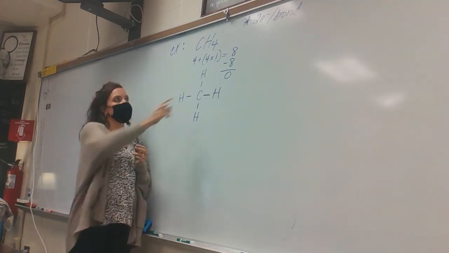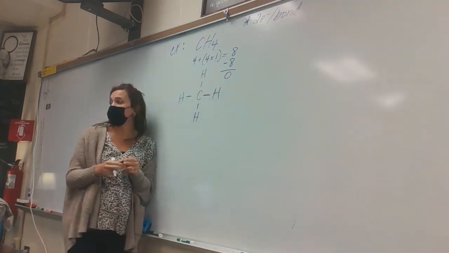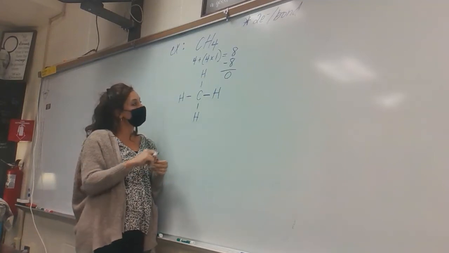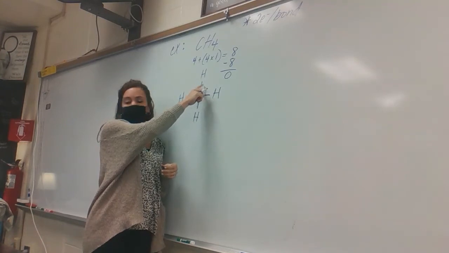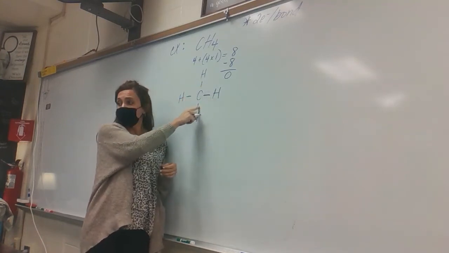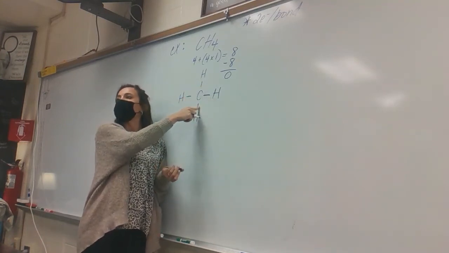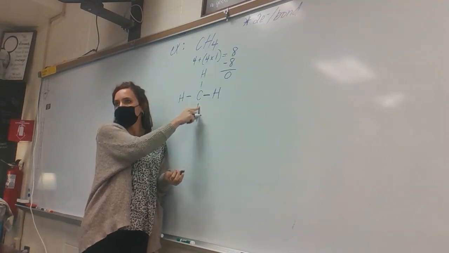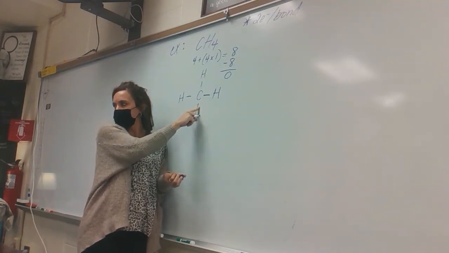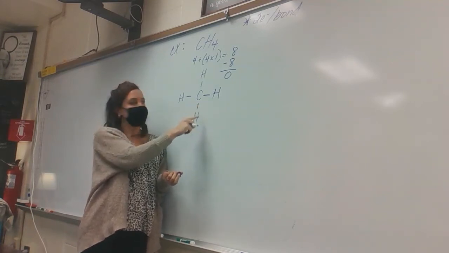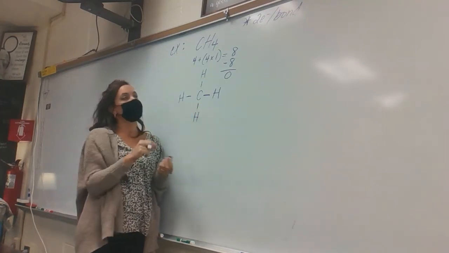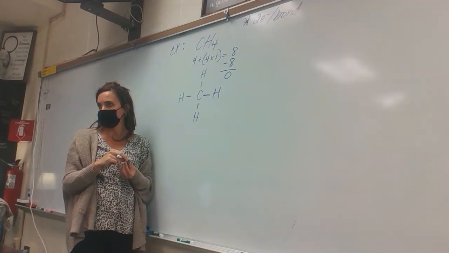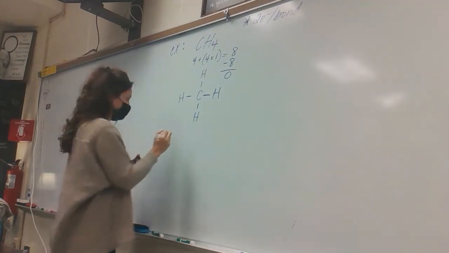Okay? I used 8. I have 0 left, so now I just need to make sure that all my octets are full. Carbon has 2, 4, 6, 8, a full octet. Each hydrogen only has 2, but for hydrogen, that is a full octet because it only has 1 energy level, and that only holds 2. Hydrogen is full with 2 electrons. So that's my Lewis structure for methane. All right, let's do another one.